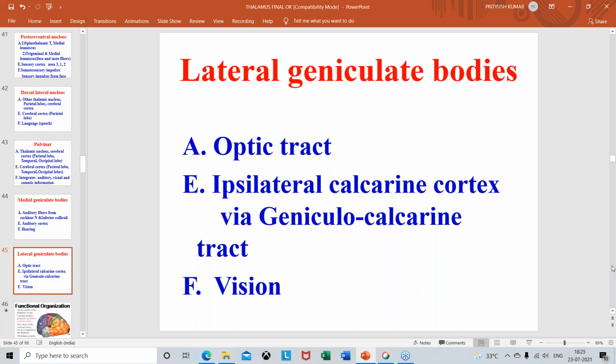The lateral geniculate body: the afferent is coming from the optic tract. Efferents go to the ipsilateral calcarine cortex by the geniculo-calcarine tract, and they are concerned with vision.